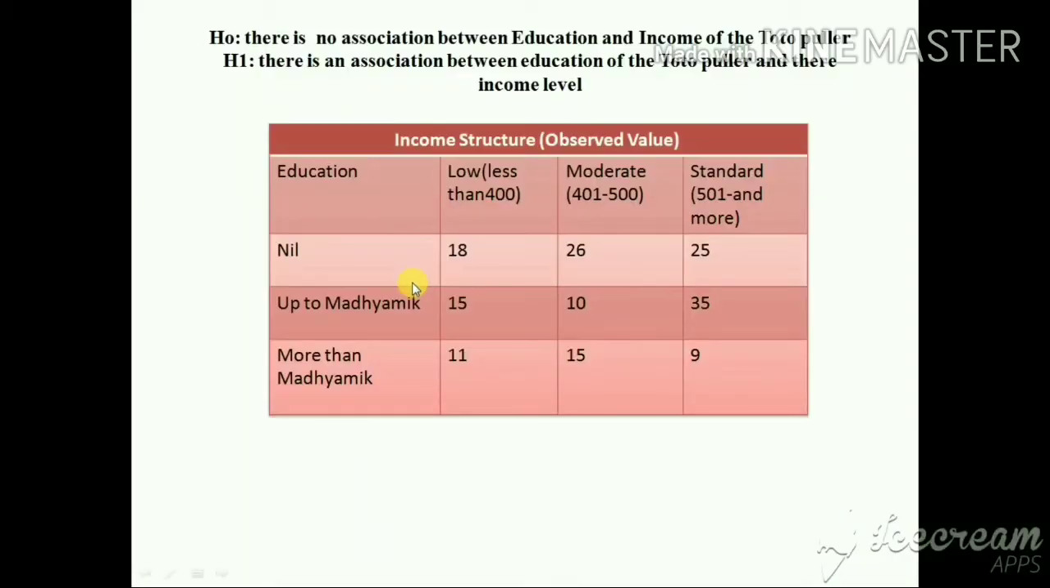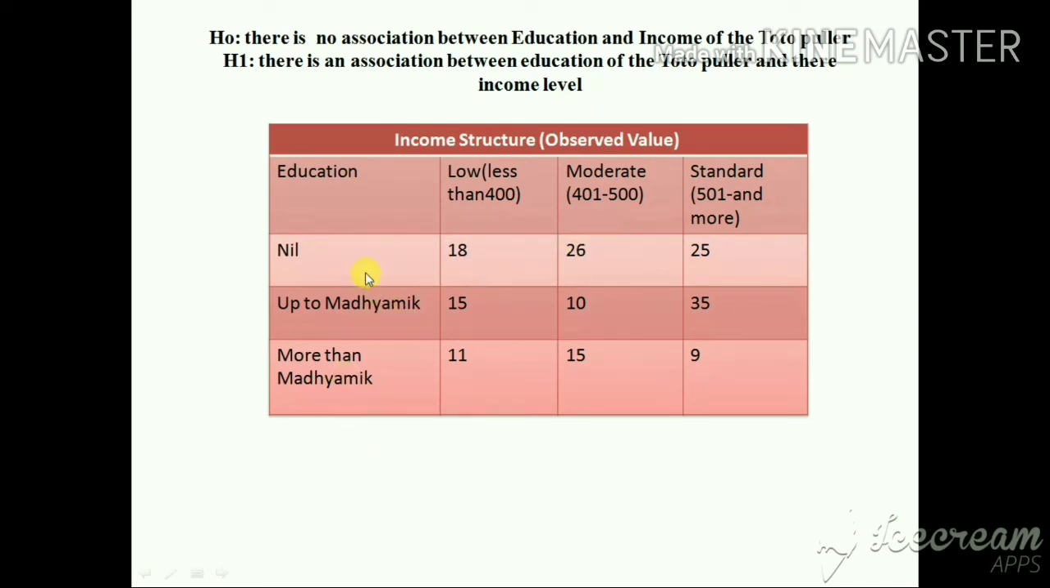Similarly, we can give another example. Through a primary survey we have collected some data on income as well as the education level of the total population, and we have formulated this contingency table. On one axis we have taken income, and it is classified into three categories: low income, moderate income, and standard income. And education level is also classified into three parts, that is nil, up to Madhyamik, and more than Madhyamik. This classification depends on the researcher or some criteria, on the basis of which the classification can be done.